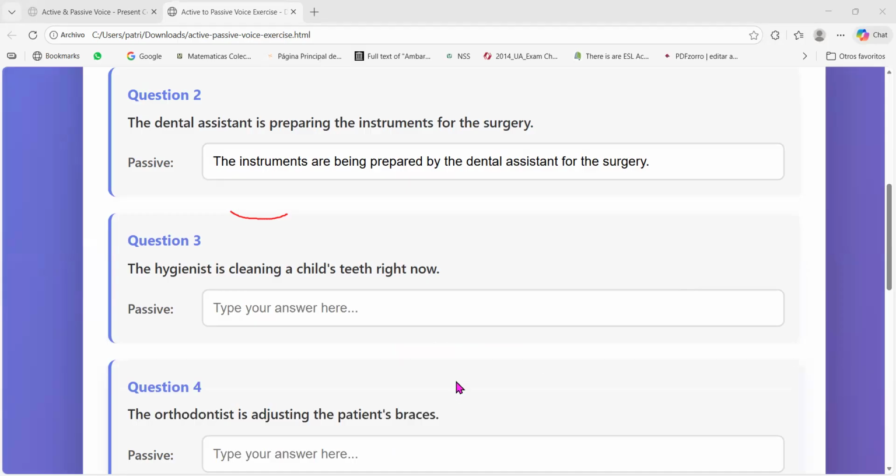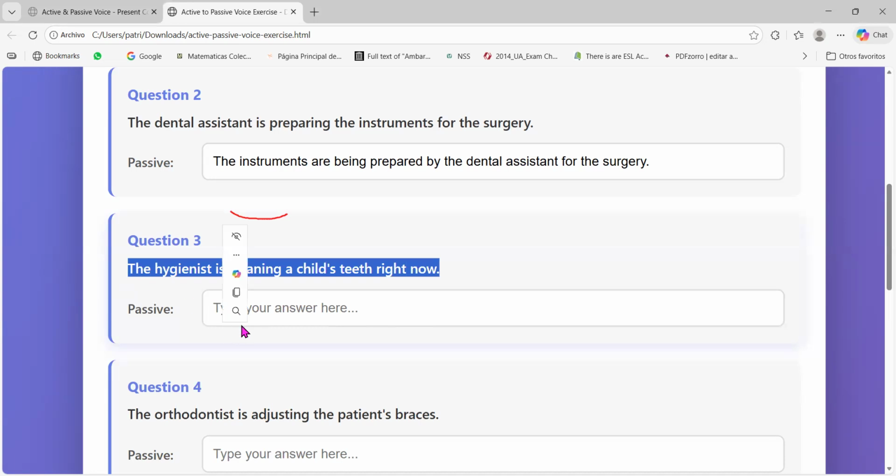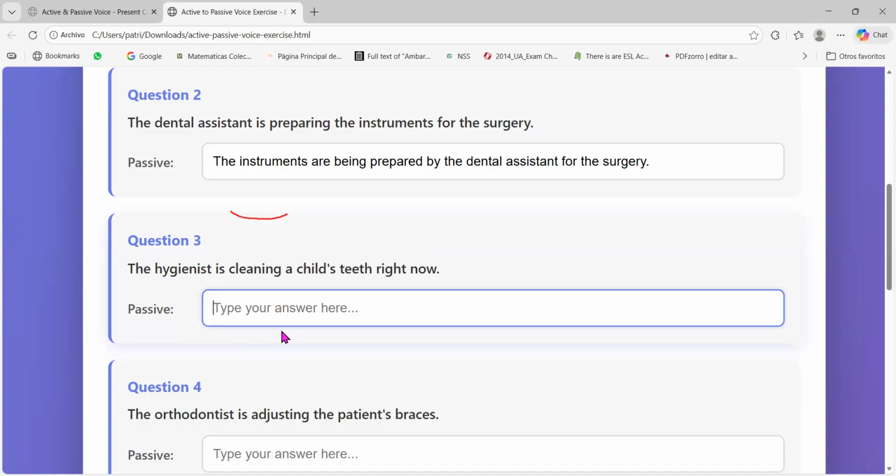Sophie Saucedo, are you there? Yes, teacher. My dear Sophie, could you read this sentence in progress? The dental hygienist is cleaning a child's teeth right now. Right. Now, we focus on this one. A child's teeth.